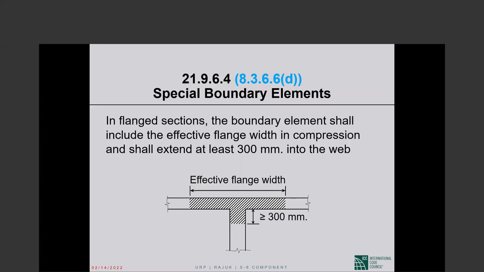If the beam width is greater than the shear wall width, then how will the beam rebar be inserted into the shear wall?